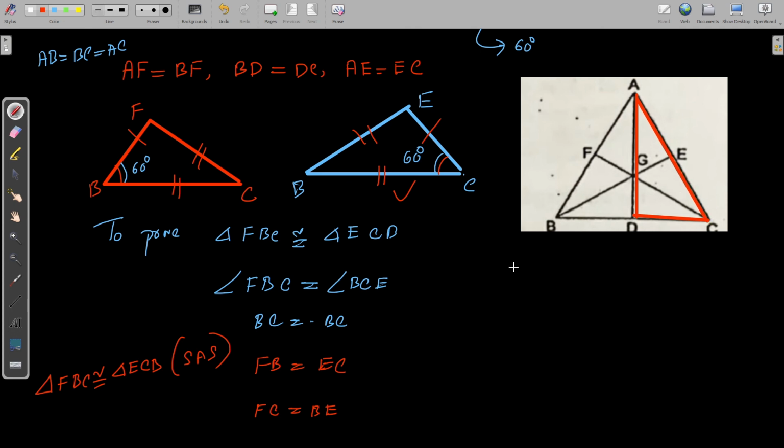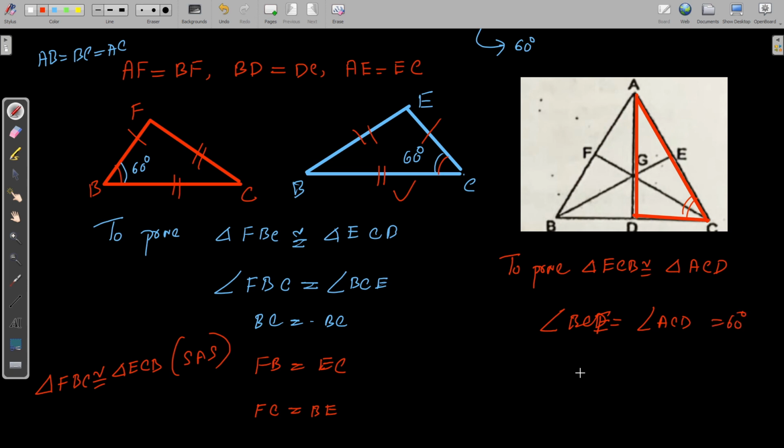Now let's take this triangle. So we have to prove triangle ECB congruent to triangle ACD. In these two triangles, see what do we have? First, we have this angle is 60, so I can write angle BCE, and we have the angle ACD. Both are 60 degrees. Fine.